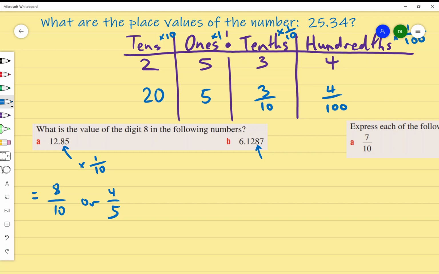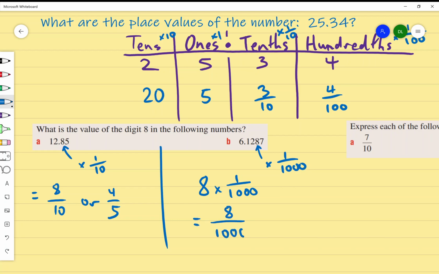Sienna, how do I write a thousandth? So we know 1/10 is 1 over 10. So 1/1000th is 1 over 1,000. Good. Our digit is still 8. So I write 8 times 1 over 1,000. Well done. Awesome, and we can leave it there. We don't have to simplify that further. Any questions about that? Pretty okay?